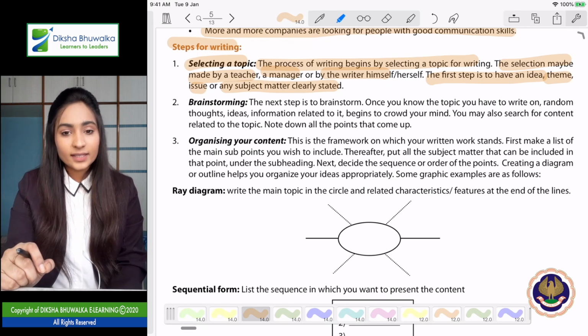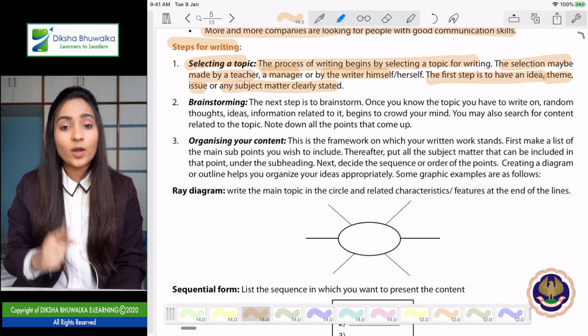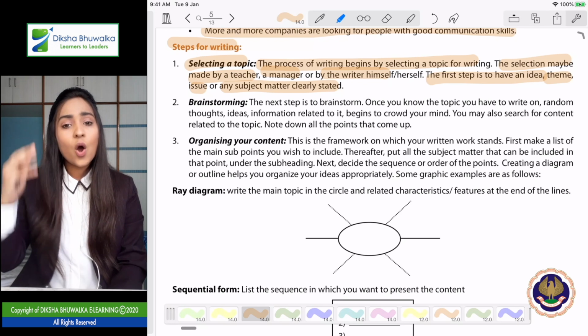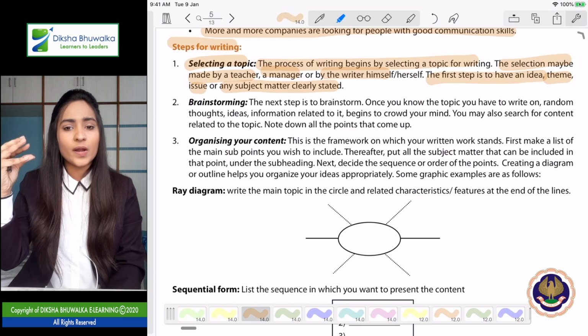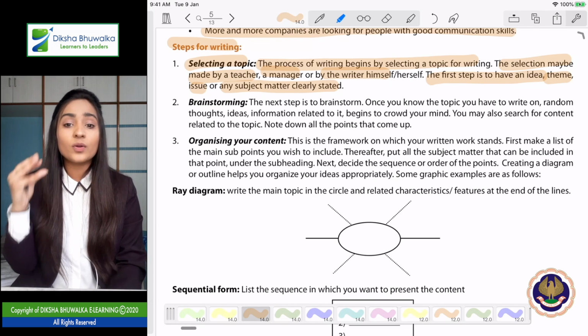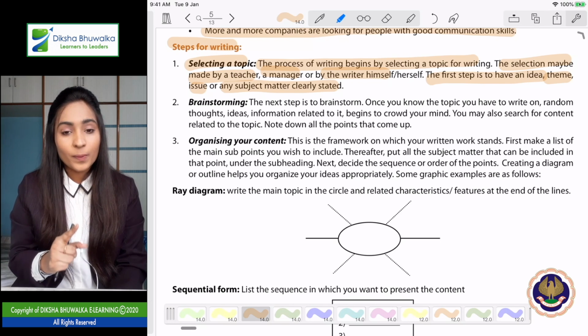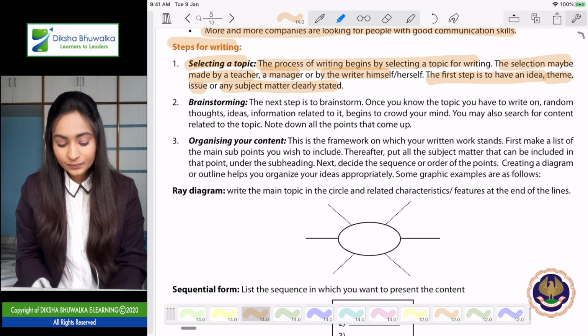Now, when you select the topic, you will always select the topic on which you have a clear idea, or you have some ideas, some points, some experiences about that topic. So you'll always select that topic about which you have an idea.